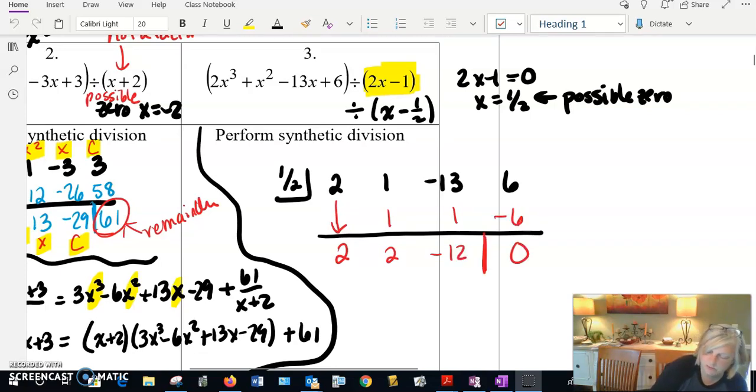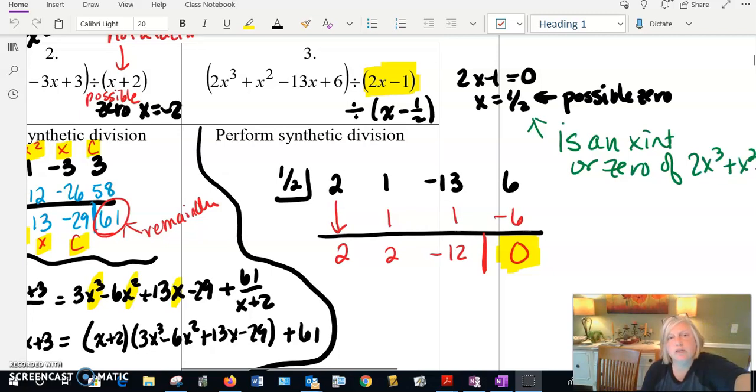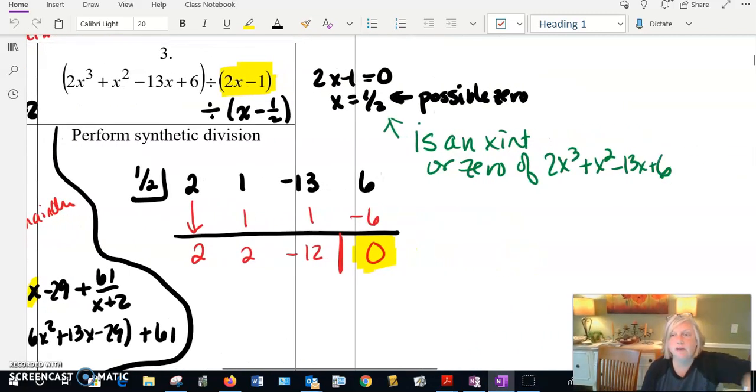Now, this is important right here. I got a 0 in the remainder position. So that possible 0, x equal to 1/2, is an x-intercept, or 0, of 2x cubed plus x squared minus 13x plus 6. So we definitely have a 0 there. So it works out. We got a remainder of 0.